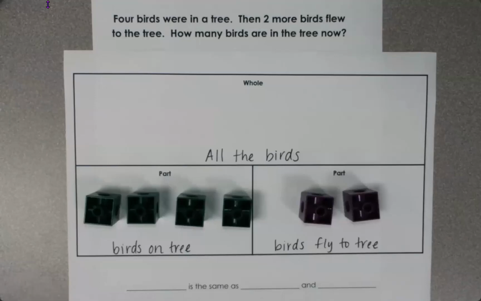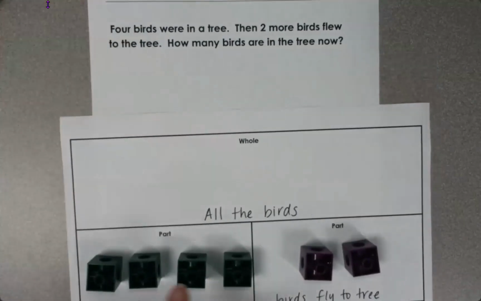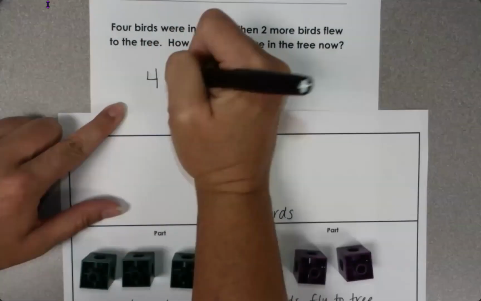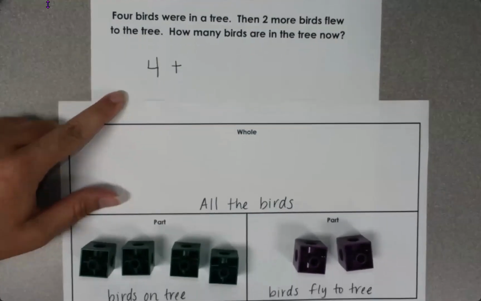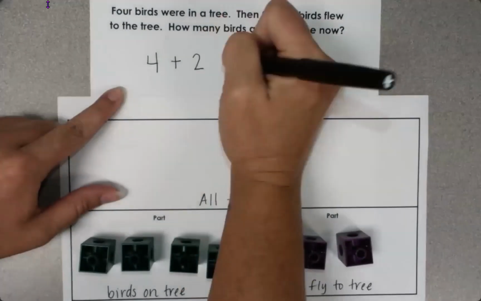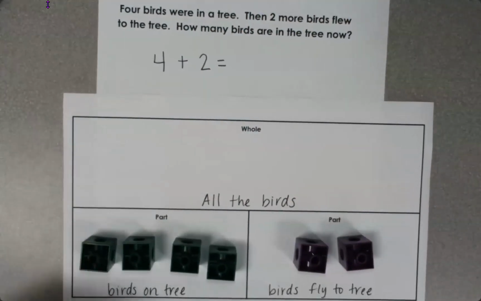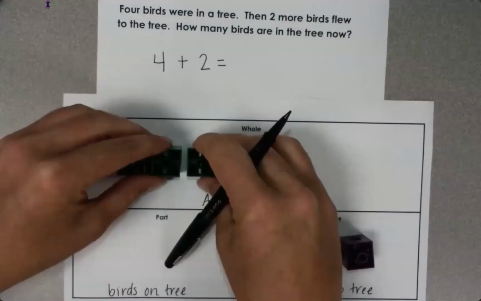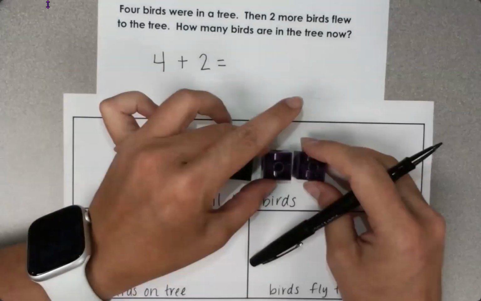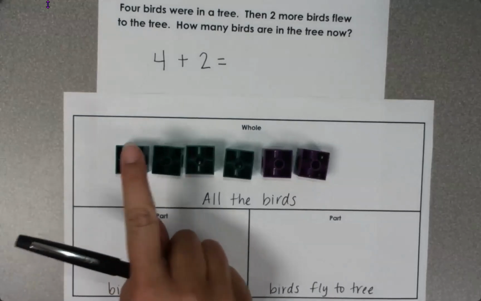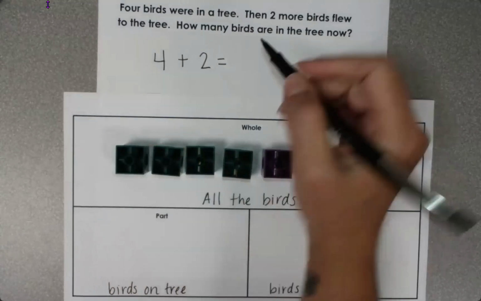So now I can represent my problem once I add them together. So I know that I'm going to be putting together the 4 birds on the tree, and I'm going to join it with the 2 birds that fly to the tree, and that's going to tell me how many are all together. And so I want to show students that I'm going to join all my birds together, and then I can count by touching and counting my snap cubes. 1, 2, 3, 4, 5, 6.